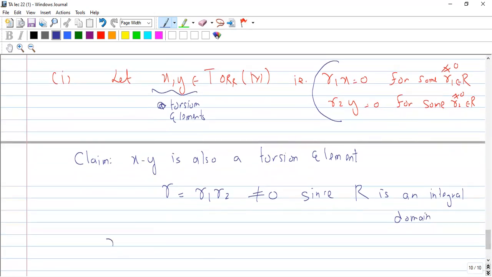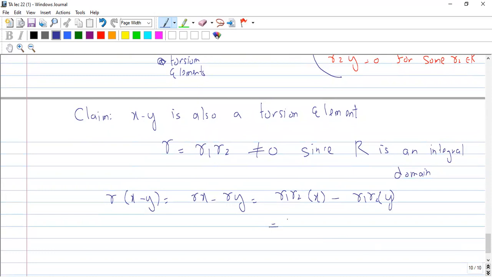So now if you multiply r with x minus y, you will get r of x minus r of y, and this is equal to r1 r2 into x minus r1 r2 into y. Now using the commutative property and a kind of associative property, which is r2 r1 x minus r1 r2 y.